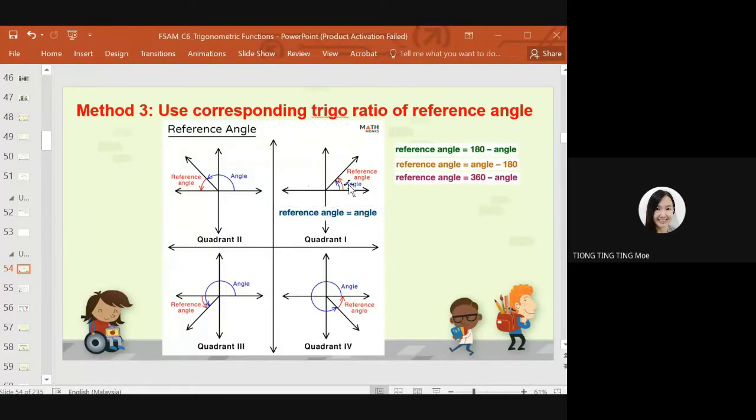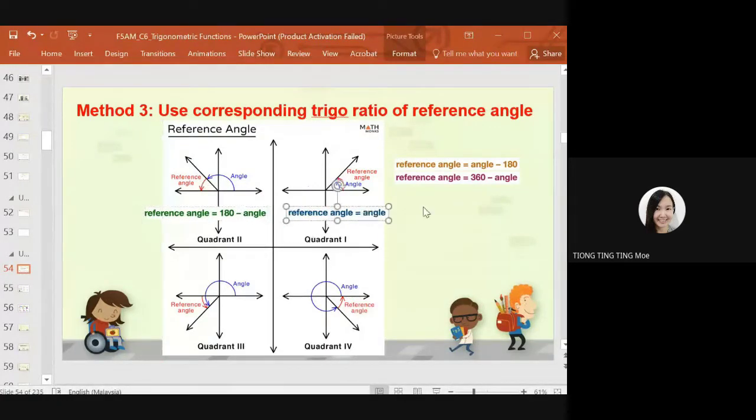The first quadrant, then the second quadrant. So how do you get this red color one? How do you change it? Because we don't want the obtuse angle, we want the acute angle. So this is a straight line, so 180 minus the angle. See? The reference angle is 180 minus the given angle.